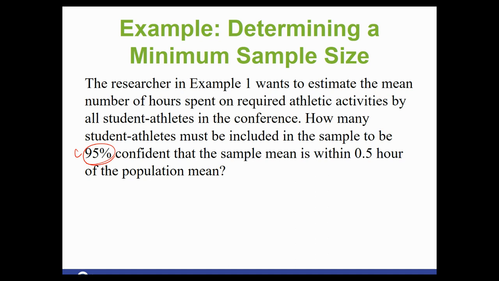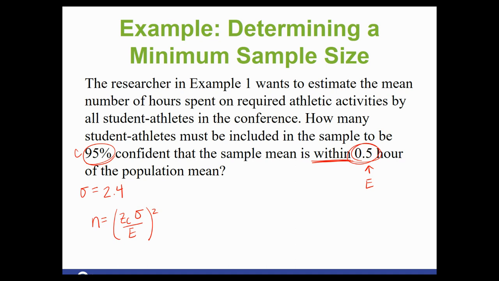Now, just as a reminder, we have our confidence, our C. Our population standard deviation from previous was 2.4. So this is coming back from example 1. The other thing we need from this is the margin of error. And that's always going to come after the word within. So within is your clue word, and what comes after it is your E. So in this case, that margin of error, your critical value, and your population standard deviation will all get plugged in to our formula to find the minimum sample size.